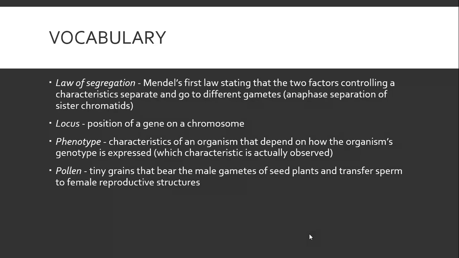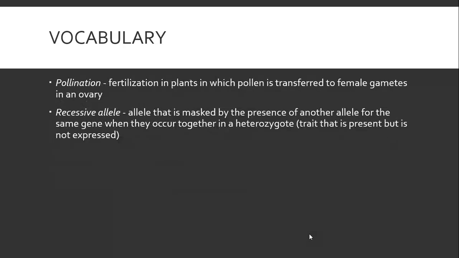Pollen are grains that have male gametes of seed plants, and they transfer sperm to the female reproductive structures. Pollination is the process in which pollen is transferred to the female gametes in an ovary. And a recessive allele, we talked about dominant, so recessive is the one that is masked. It does not show up commonly.